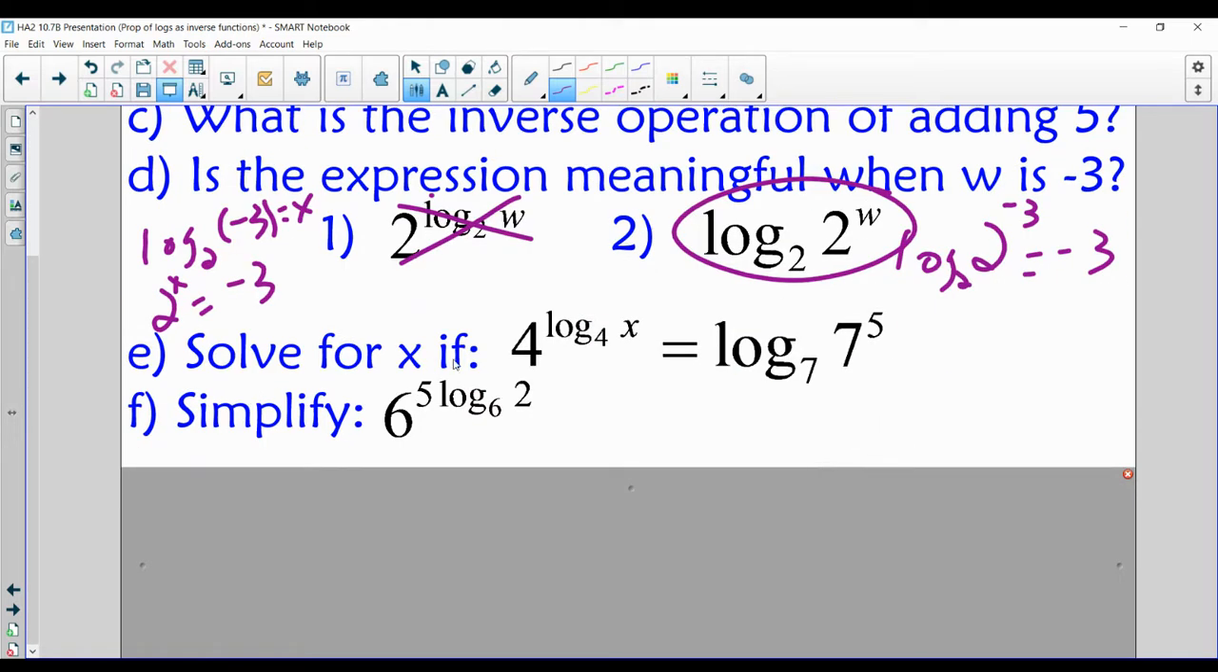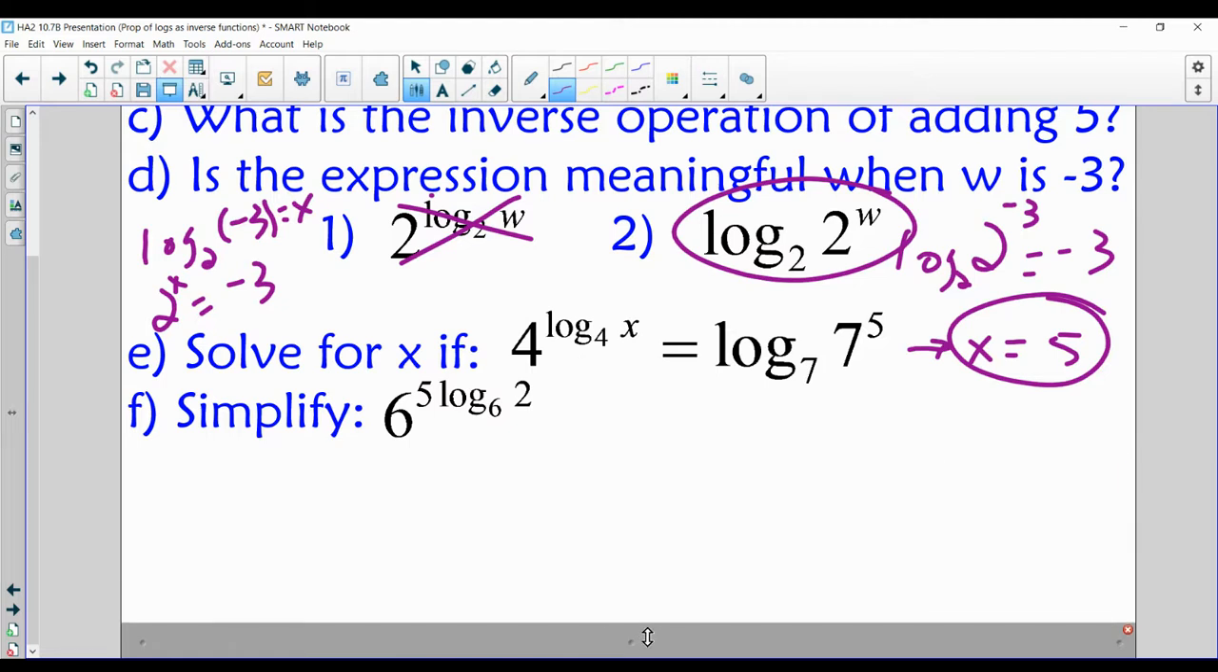All right. So for x, if you have this, let's use our properties. 4 to the log base 4 of x will just equal x. And log base 7 of 7 to the 5th will equal 5. Therefore, x is equal to 5. Nice and simple. Sometimes the problems are just that easy.